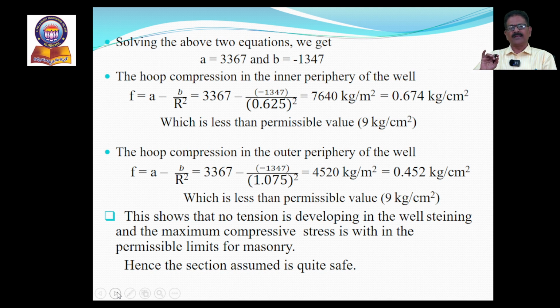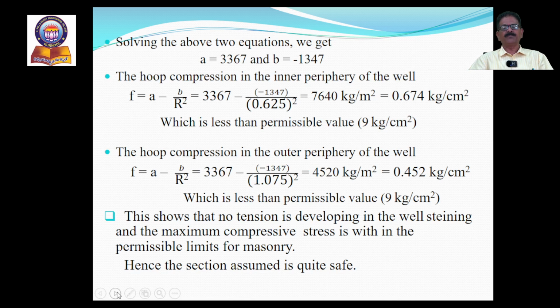So finally, we can conclude that no tension is developing in the well steining, as we got both the values positive. That's why it is compressive stress. Suppose if you got a negative value of this hoop stress, that would represent tensile stress. In the present case, both are positive. There is no tension developed. So tensile stresses are not developed in the present case. It is safe. And the maximum compressive stress is also within the permissible limits of the masonry. Hence the section assumed is quite safe.